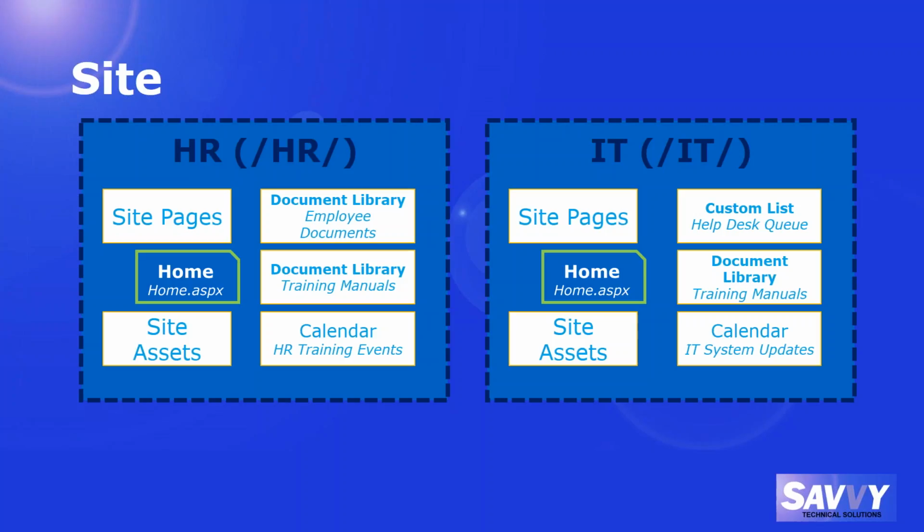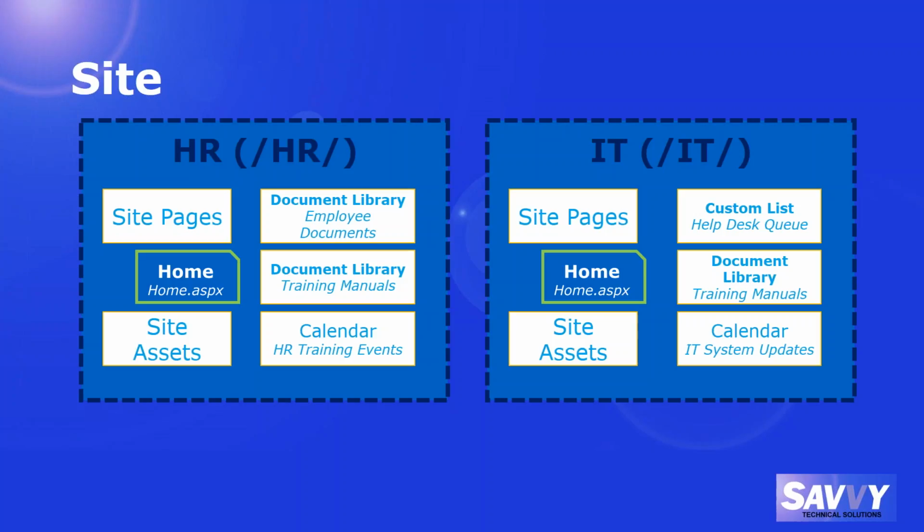One could be called Employee Documents, another one could be called Training Manuals, and that's because the kind of document libraries stored inside the HR site are going to be unique to that site. Additionally, I might have a calendar type list called HR Training Events. If I look to my right here and I see my IT site, you can see that I might have a similar structure, but it's got its own unique URL, and in this site, I've got a different set of lists and libraries within that site. Even though it has a calendar as well, it's a different calendar with different information on it.